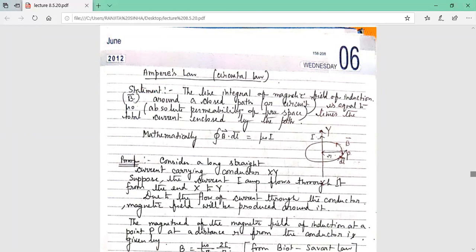Now Ampere's circuital law. You have to know Ampere's circuital law. What is that law? The line integral of magnetic field induction B around a closed path is equal to mu0 times the total current enclosed by the path. So the line integral of B dot dl, that is the line integral of the magnetic induction vector around a closed path or circuit, is equal to mu0 times the total current enclosed by the path.